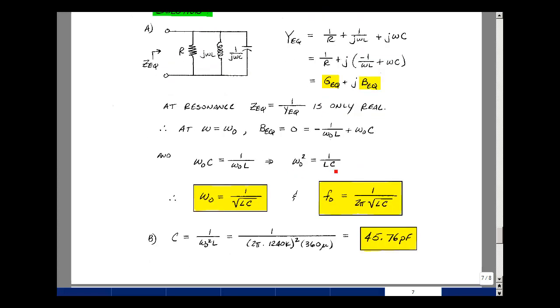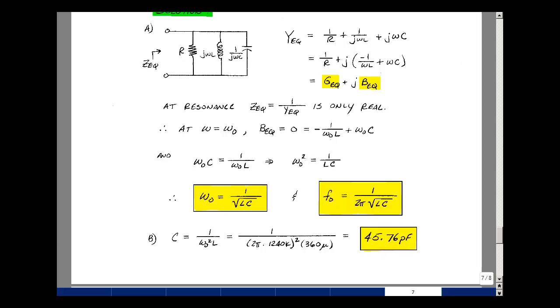In this equation over here, we could now solve for the value of C. It's going to be equal to 1 over omega naught squared L. That is 2 pi times the AM 1240, which is 1.24 megahertz, quantity squared, times the inductance of 360 microhenries. That turns out to be 45.76 picofarads.